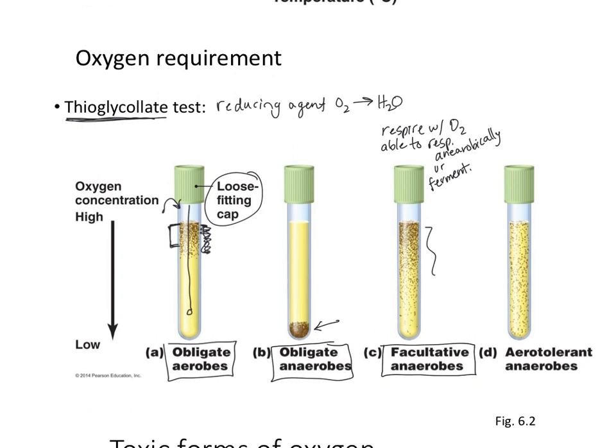But you're going to have growth throughout the tube, probably a little bit heavier here at the top because they're growing faster in the presence of oxygen. But again, facultative means flexible. So very flexible with their metabolism.